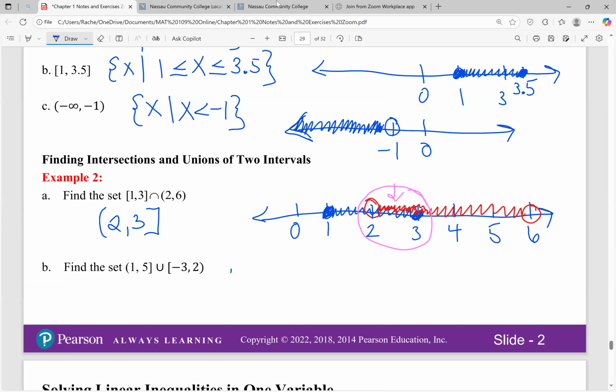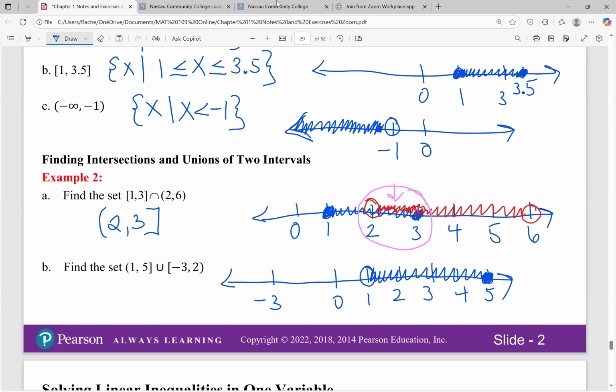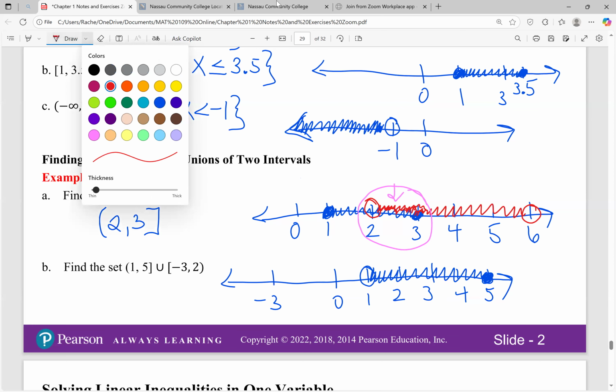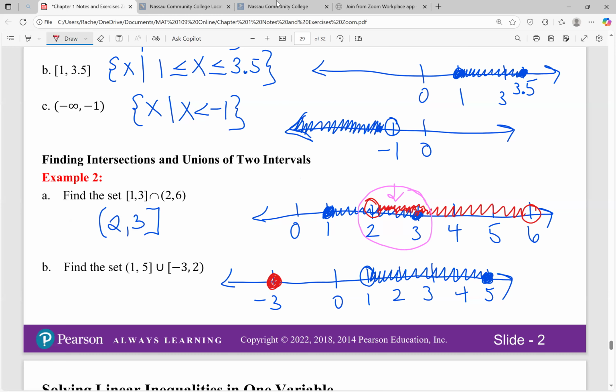So let's look at this example on the number line. So we have 0, here's -3, we have 1, 2, 3, 4, 5. So the first set goes from 1 to 5, not including 1, right? So I'm going to have an open circle on 1, closed circle on 5, and I'm going to shade everything in between. Now for the other set, we have from -3, including -3, up to 2, not including 2. So it's going to look like this.